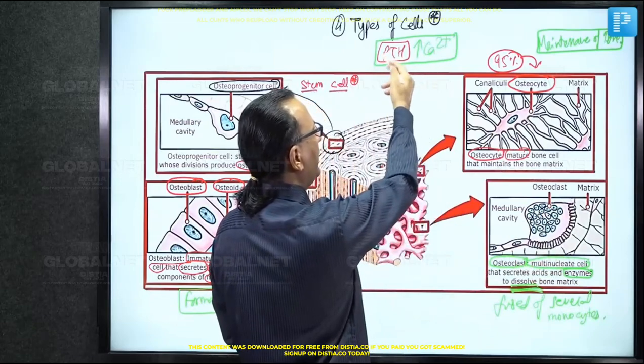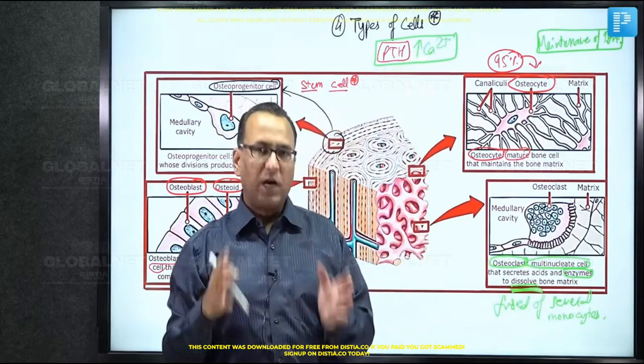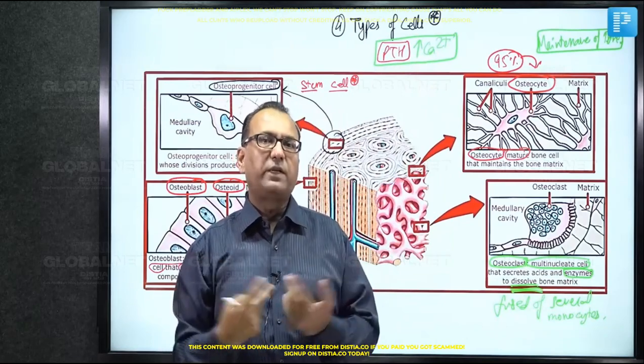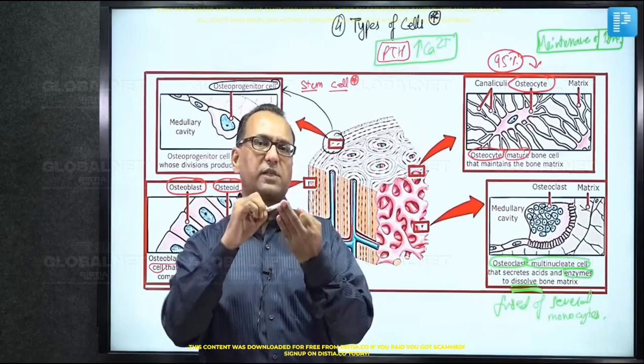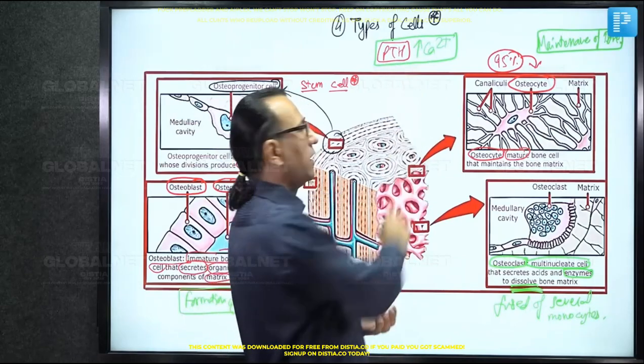Plus, parathyroid hormone is also working upon the kidneys, preventing the excretion of calcium. It also works on the intestine to increase the absorption of calcium. So effectively, working at the bone level, at the kidney level, at the intestine level, it is increasing the blood calcium. Then which hormone is working for reducing the blood calcium?